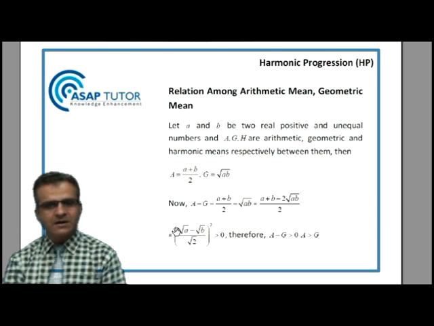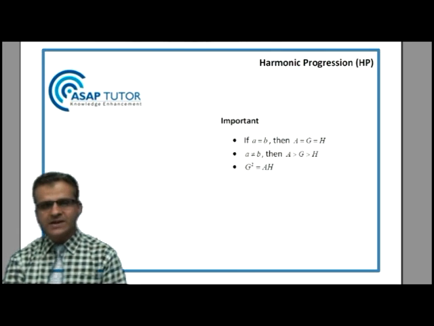Now since it's a squared term, it is always greater than or equal to 0. So we get A minus G is greater than or equal to 0, or A is greater than or equal to G. So this is the relation between the arithmetic mean and the geometric mean: the arithmetic mean of numbers is always greater than or equal to the geometric mean of the same numbers. Now these are some important points related to arithmetic mean, geometric mean and harmonic mean.